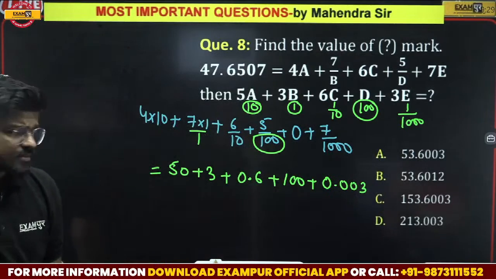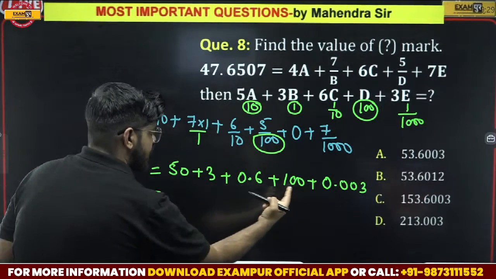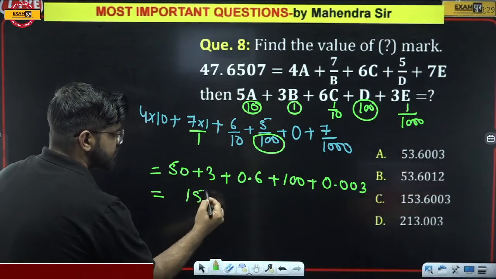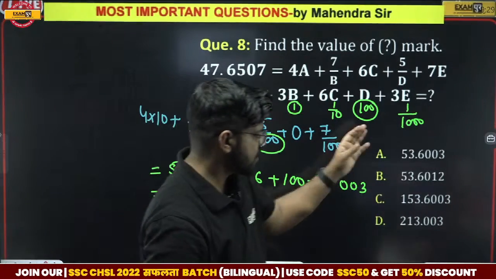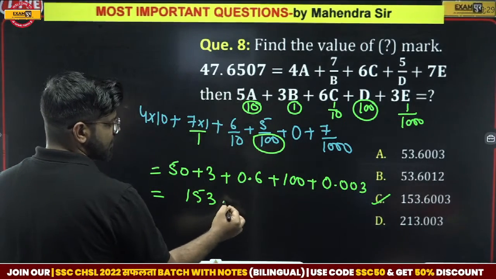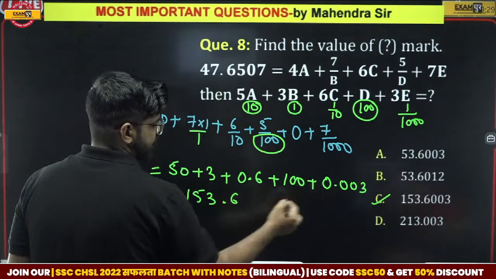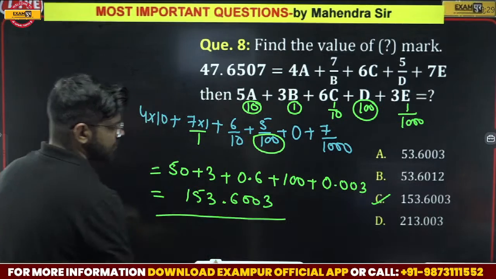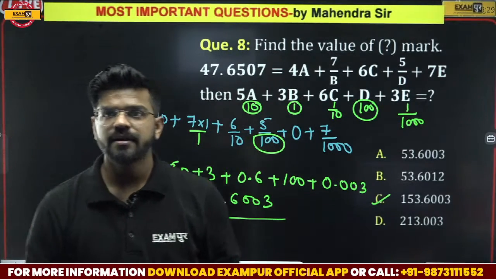Now add all these. 100 plus 50 is 150, plus 3, so 153 will be there. Is there any option with 153? Yes, option number C is my answer. Or you can add 0.6 and 0.003, so this is what you will get when you add.